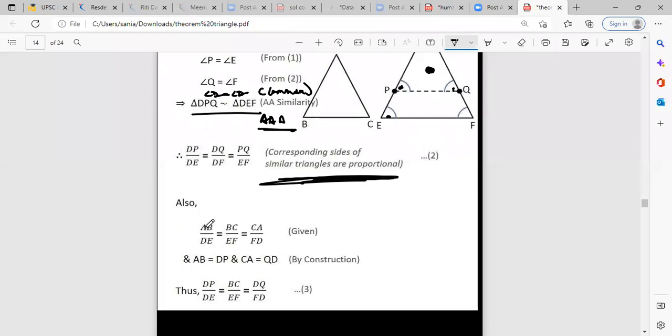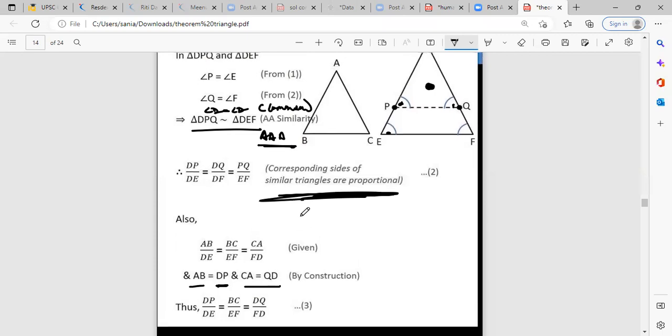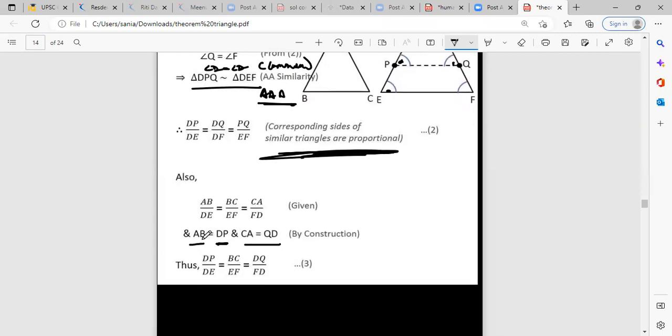Now this was given, ma'am: AB divided by DE, BC divided by EF, and CA divided by FD. So from this you got to know that AB is equal to DP, and CA is equal to QD, right? By construction, when we constructed, we said that this is equal to this. So we can say that instead of writing AB, you can write DP, and instead of writing CA, you can write DQ or QD, whatever it is. So this is your third equation. You change this entire equation.